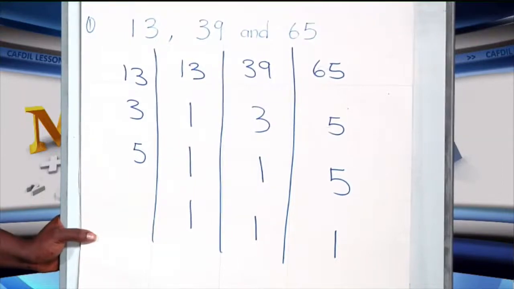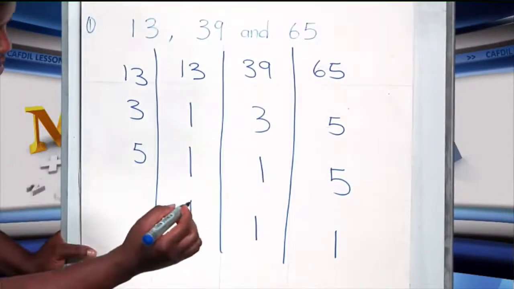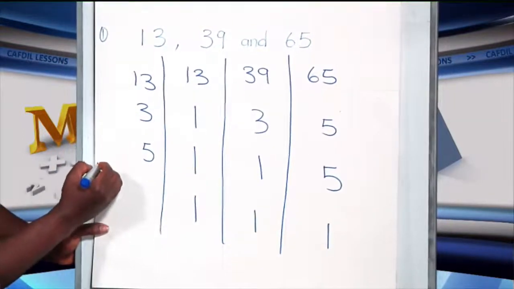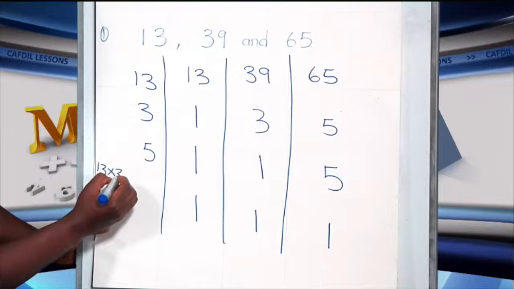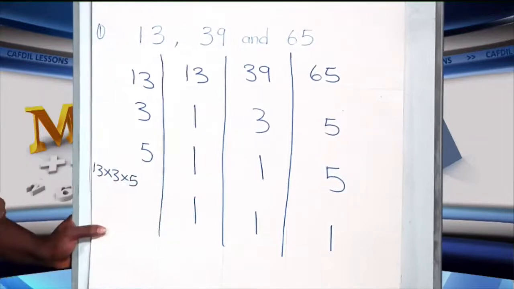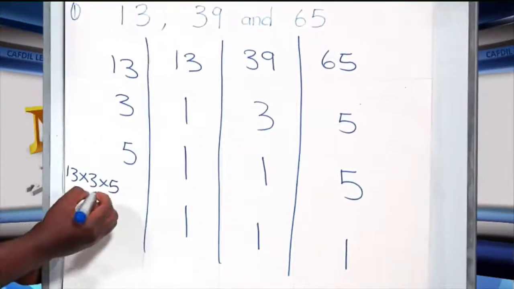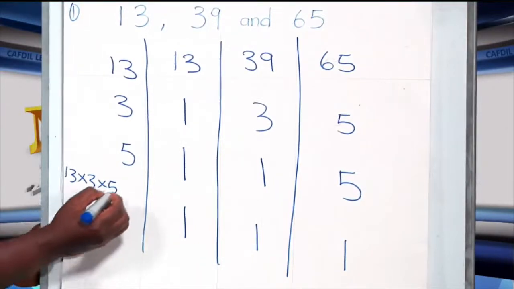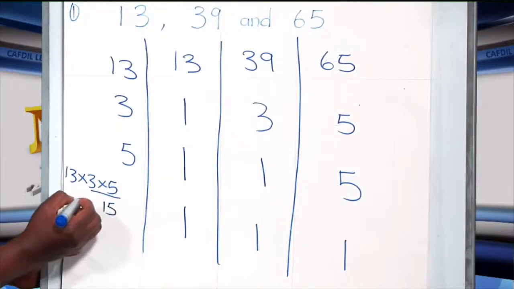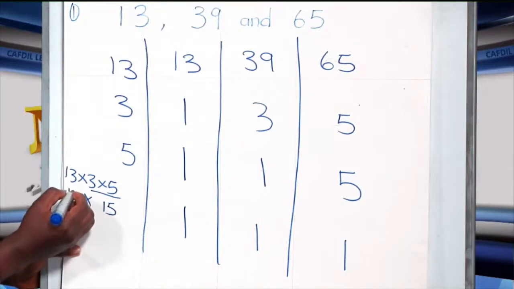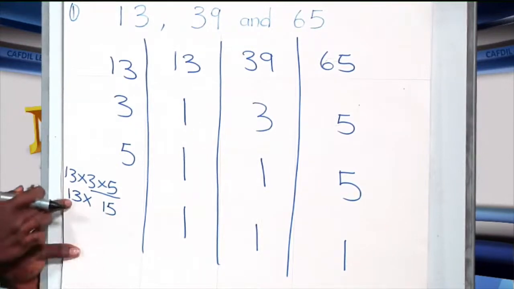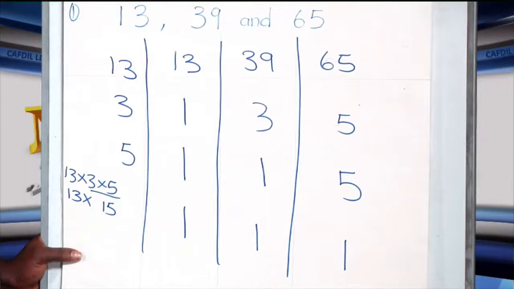So let's do it here. 13 times 3 times 5. And we know 3 times 5 is 15. So let's multiply 3 times 5, 15. Bring our sign and then 13. Let's multiply 13 by 15. 13 times 15 will give us 195.